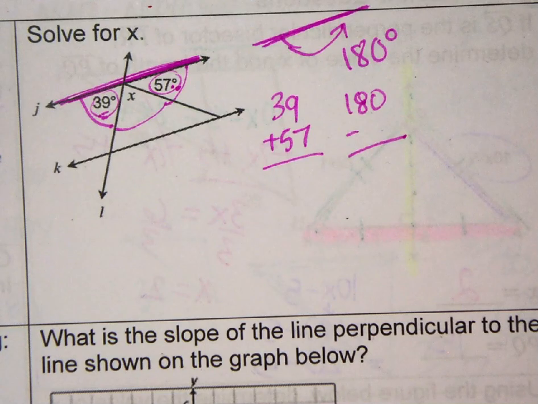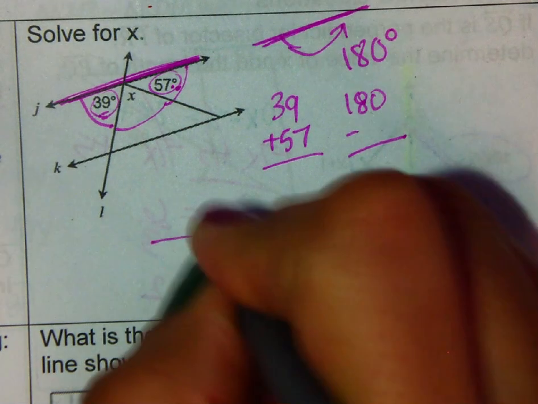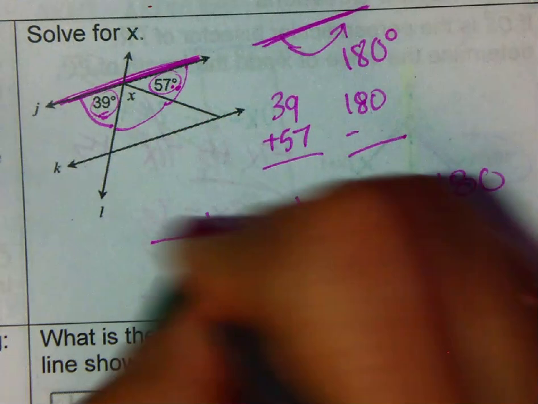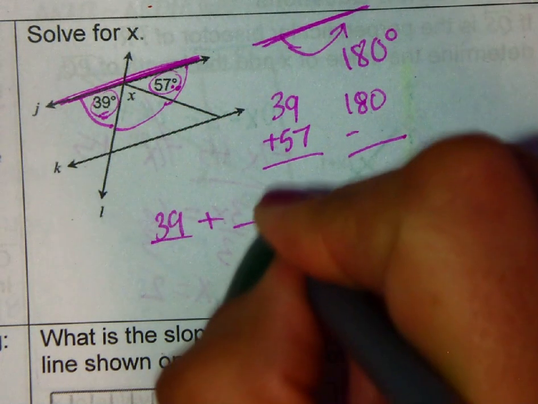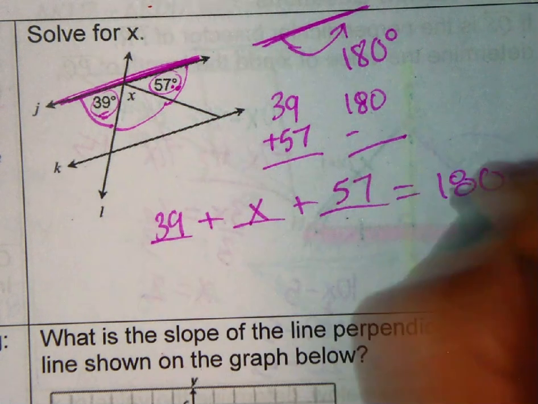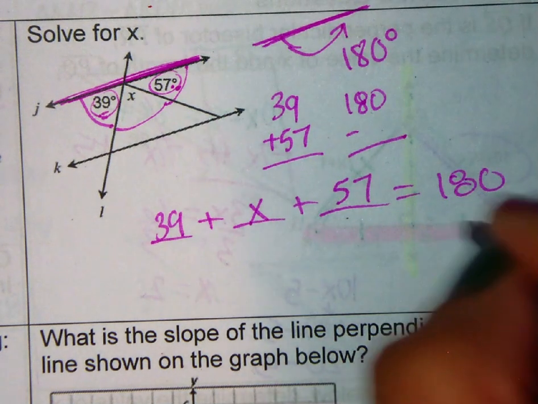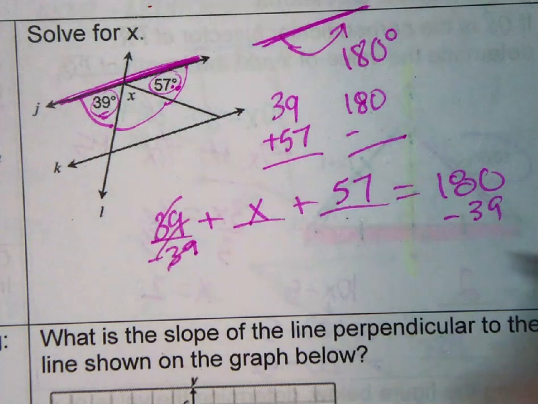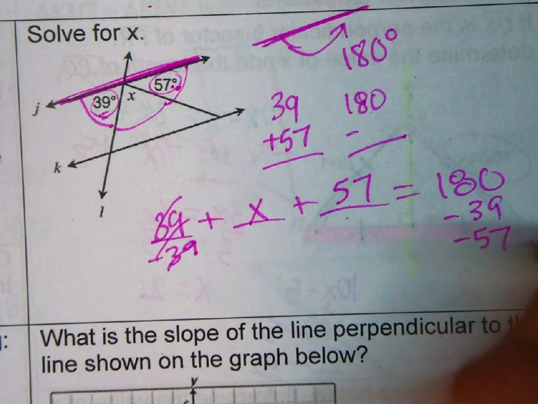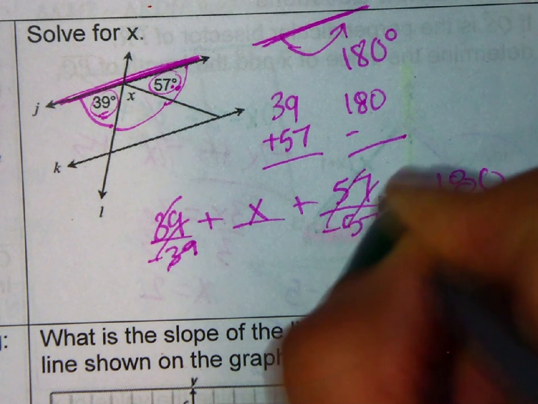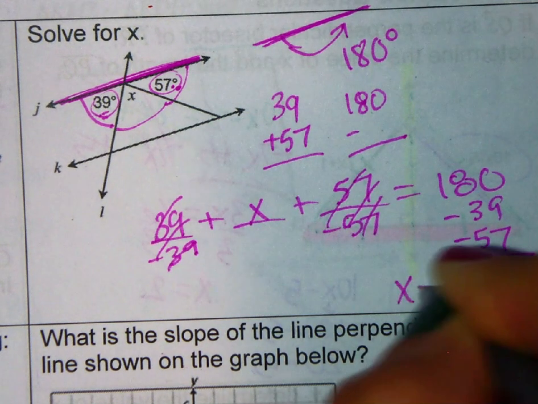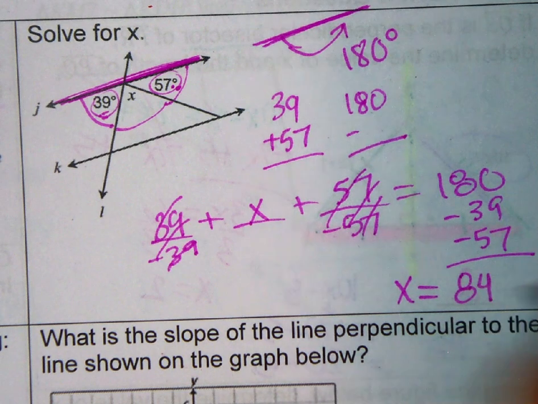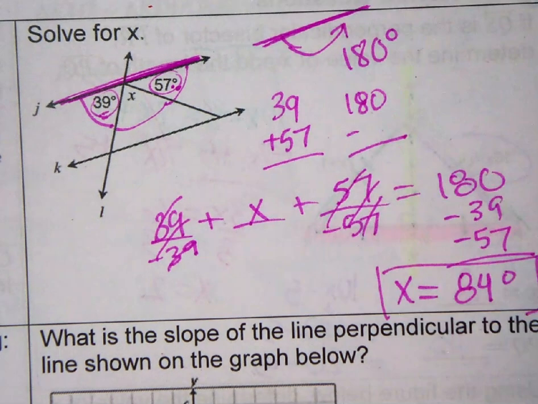I'm going to show you the algebraic way though. Like I said, three different angles added together to equal 180, and we're going to have 39 plus x plus 57 equals 180. If we subtract 39 from both sides, it'll cancel. And then if we subtract 57 from both sides, it'll cancel. And you're left with x equals, and then let's put this together and it'll result in 84. So x equals 84 degrees.